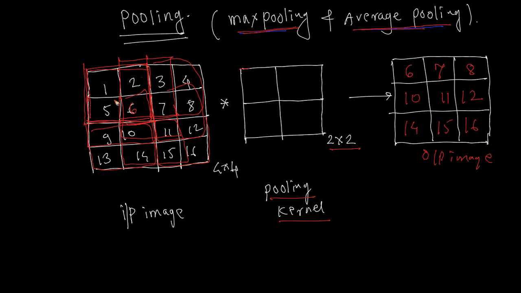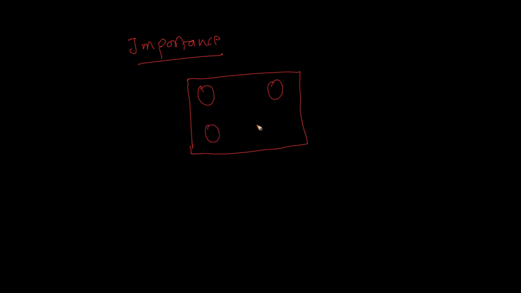In average pooling, we retrieve the average of these values. Now, what is the importance of pooling? It gives something called location invariance. Location invariance means that if the object is here, or here, or anywhere, we will be able to retrieve that object. So max pooling helps us retrieve the object irrespective of its location. That is the use of the pooling operation.